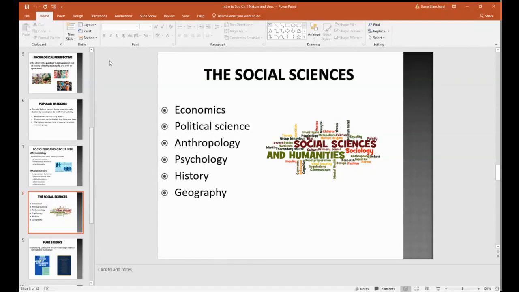The next social science deals with anthropology, and this is going to be the study of various cultures around the world. So it does sound similar to sociology. Sociology studies various aspects of society, but anthropology will actually study various cultures and everything about that particular culture.